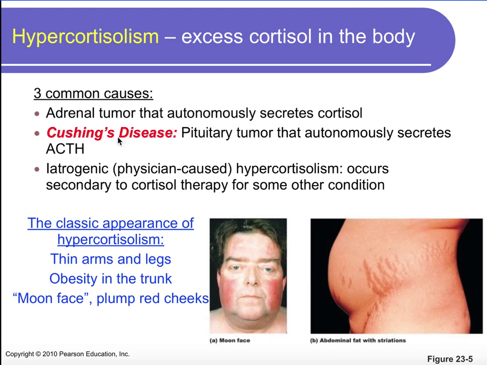We also have Cushing's disease, and Cushing's disease is a tumor in the pituitary that's secreting too much ACTH, and that ACTH from the pituitary is then causing our adrenal gland to make too much cortisol.